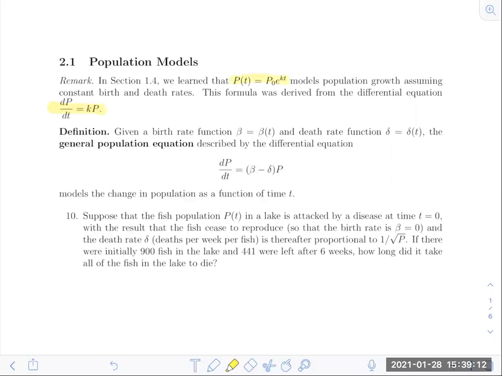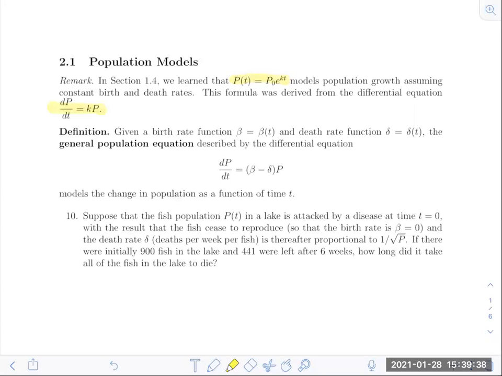In this section, we're going to talk about two other population models, the first being the general population equation, and the second being the logistic population equation. I'm splitting this section up into two separate videos because it's rather lengthy and the problems take quite a bit of time. So we're going to cover pages 1 through 3 of the notes in this video and pages 4 through 6 in a subsequent video.